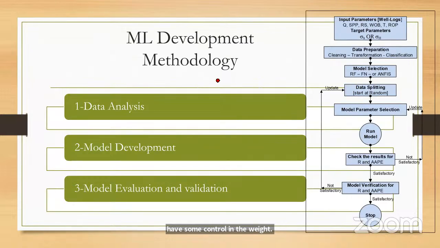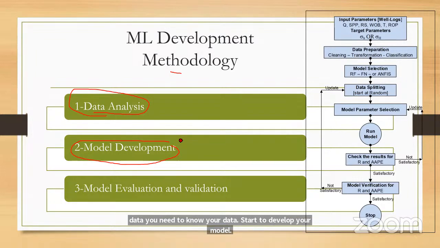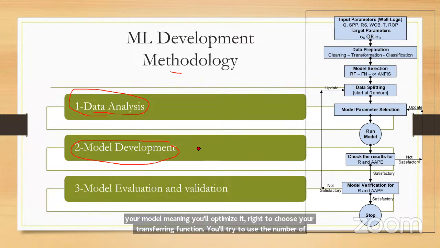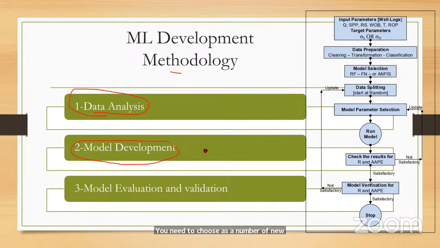So let's have an example of how to develop an artificial neural network model. Any machine learning model development goes through different stages. The first one is the data analysis, where, based on your data, you need to know your data. Then start to develop your model. Developing your model means you optimize it: you choose your transfer function, the number of hidden layers, and the number of neurons. Develop the model by training and testing. And at the end, validate the model with unseen data in order to make sure that this model is not biased and can be used to predict another data set.